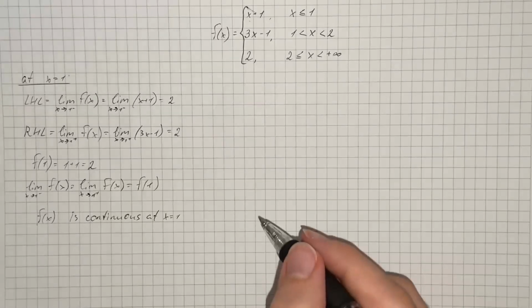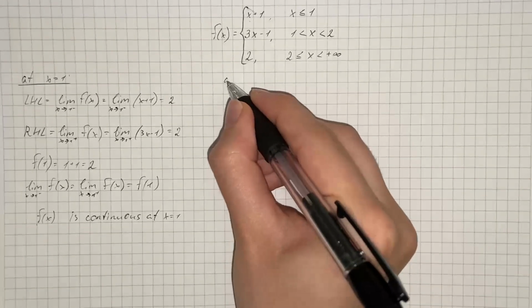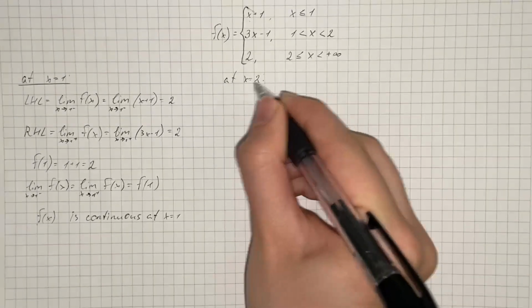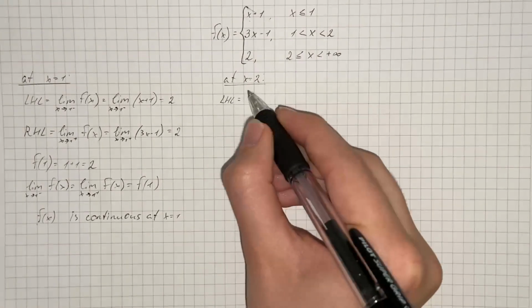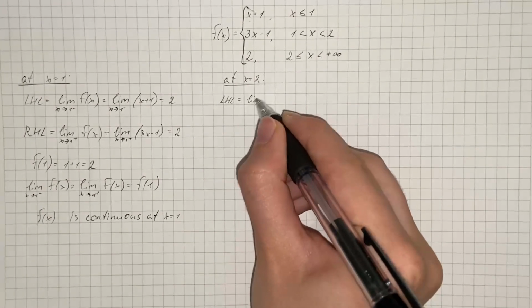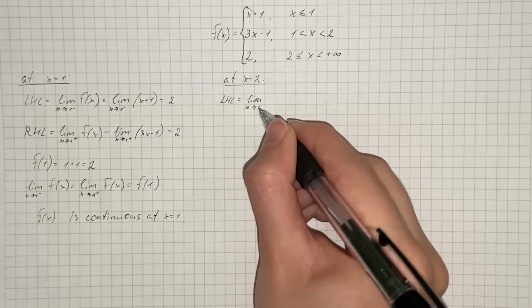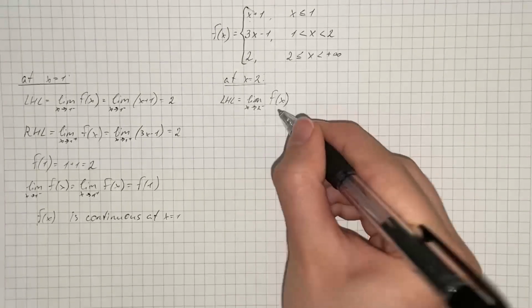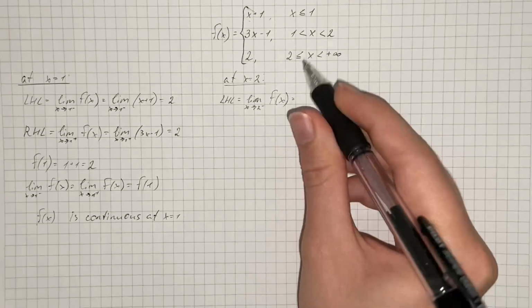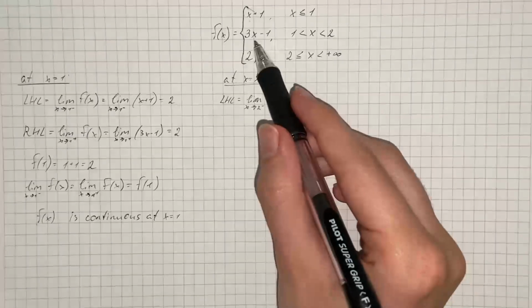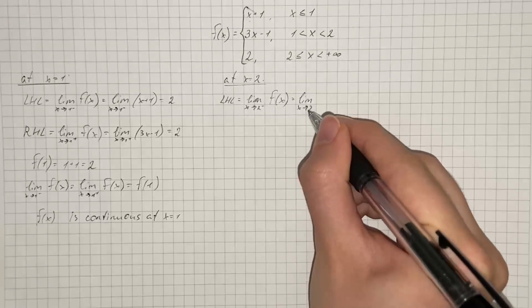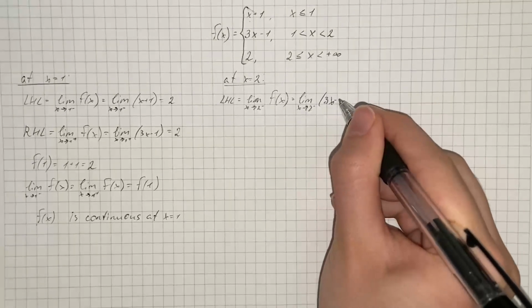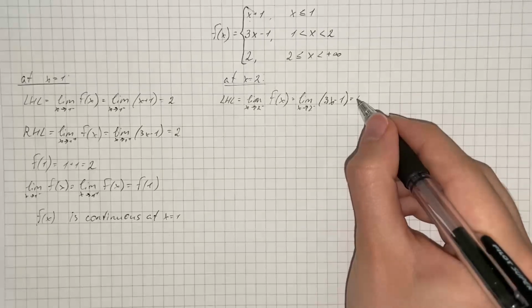Now we're going to check the continuity at x equals 2. So we're going to find the left-hand limit, which is the limit as x approaches 2 from the left side. So when x is less than 2, our function equals 3x minus 1. And therefore we get 5.